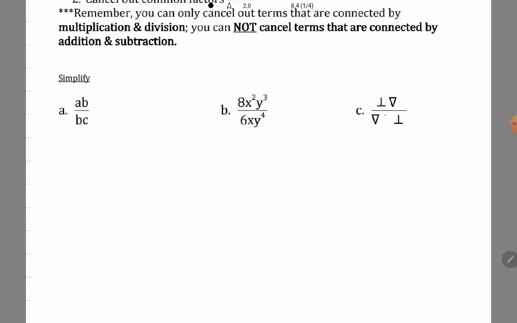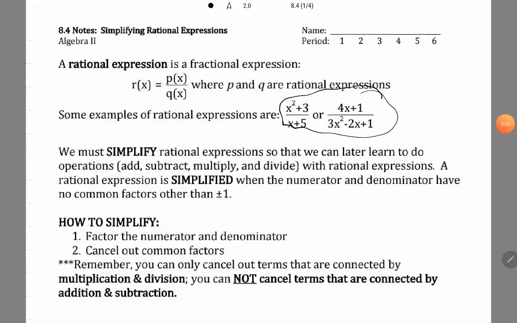For some reason this is missing a u. Okay, here we go.